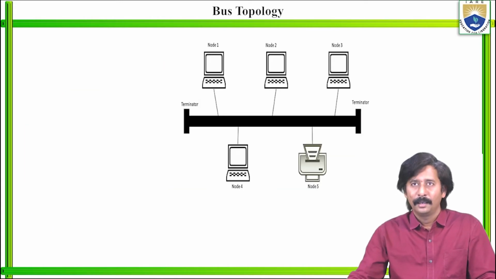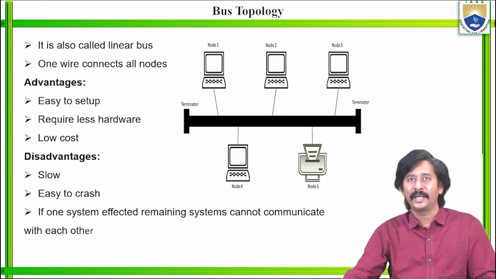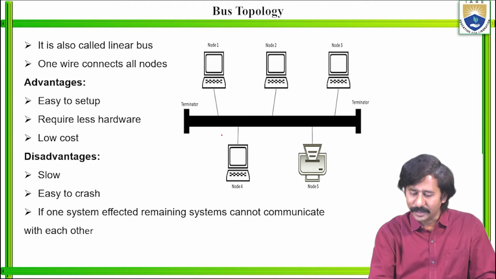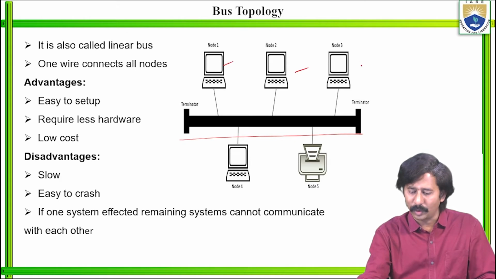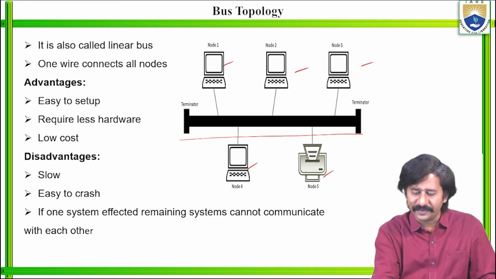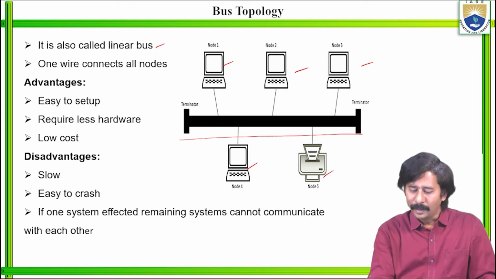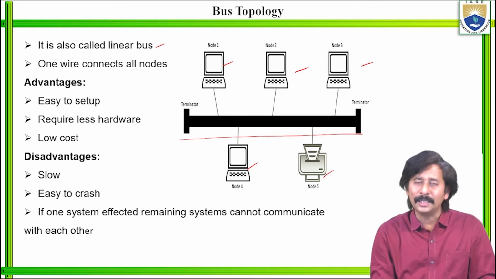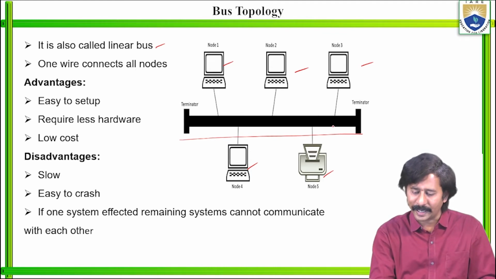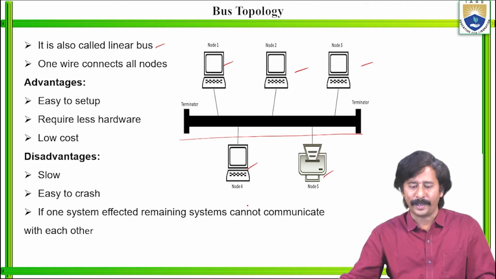See, in depth, what is meant by bus topology? How will it be helpful for any particular application? See, this is our basic bus. These are the various nodes as per our example, node 1 to node 5. This bus topology is also called a linear bus. There is one cable which connects all the nodes. See here, this black shaded line is the cable which connects all the nodes, node 1, node 2, node 3, node 4, node 5.